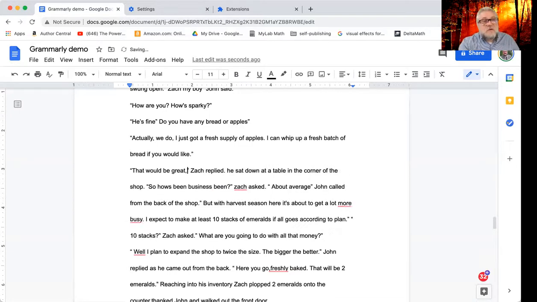Oh, my cats are wrestling. Hold on. Hey. Cats are running around in the basement here.